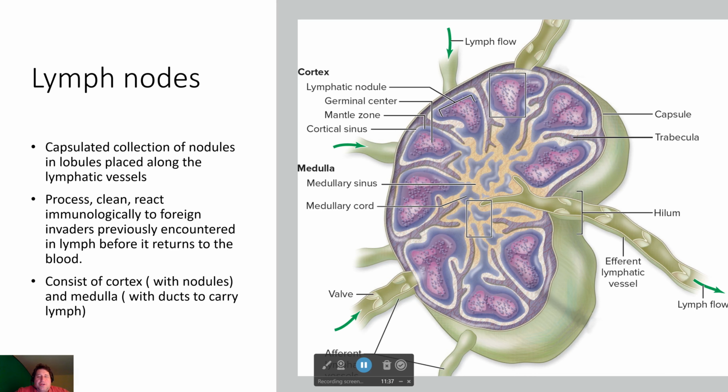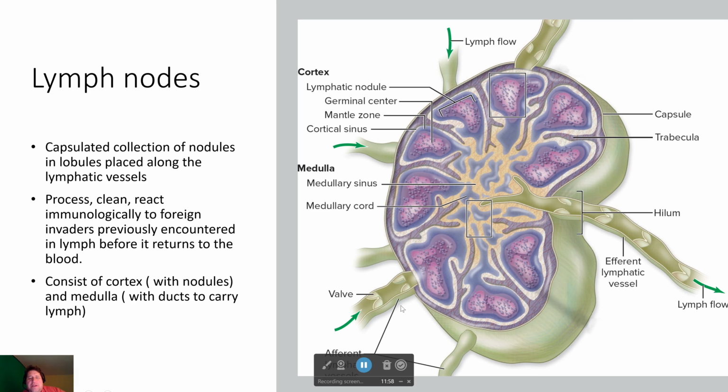So lymph nodes, you find the nodules inside nodes. Okay, so here you see the nodules again, right? The germinal centers. And this whole green thing out here is a node. So it's encapsulated and it contains the nodules like this. So this is what we were looking at.